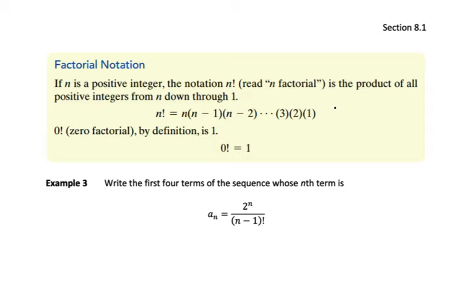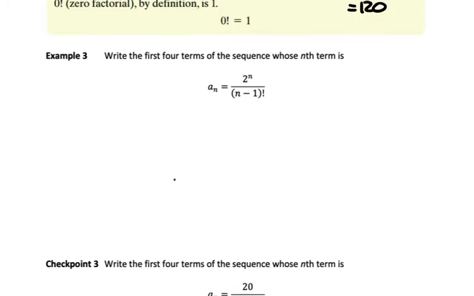For example, if I wanted to do 5 factorial, I would do 5 times 4 times 3 times 2 times 1. And if you do that on your calculator, you would find that it equals 120. 0 factorial, by definition, is equal to 1. So we're going to look at example 3. It says to write the first 4 terms of the sequence whose nth term is a sub n equals 2 to the n over n minus 1 factorial.